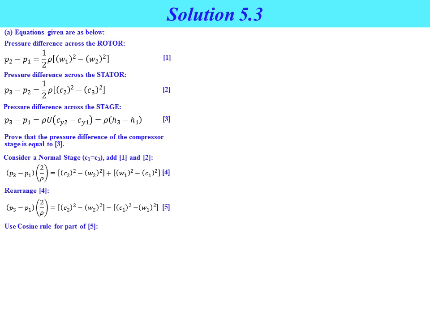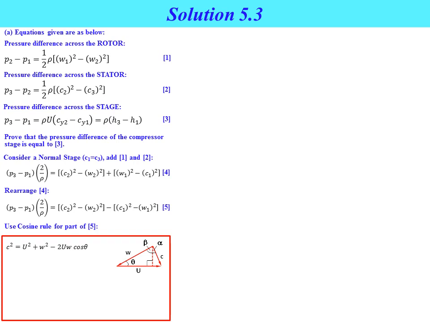Use the cosine rule and also trigonometry rules for part of equation number 5. If we base on the general velocity triangle as shown in the slide, we know that C squared equals U squared plus W squared minus 2UW cos theta. And from the figure, we know that theta equals pi divided by 2 minus beta. So we have a new expression for C squared, where C squared equals U squared plus W squared minus 2UW cos of pi over 2 minus beta.